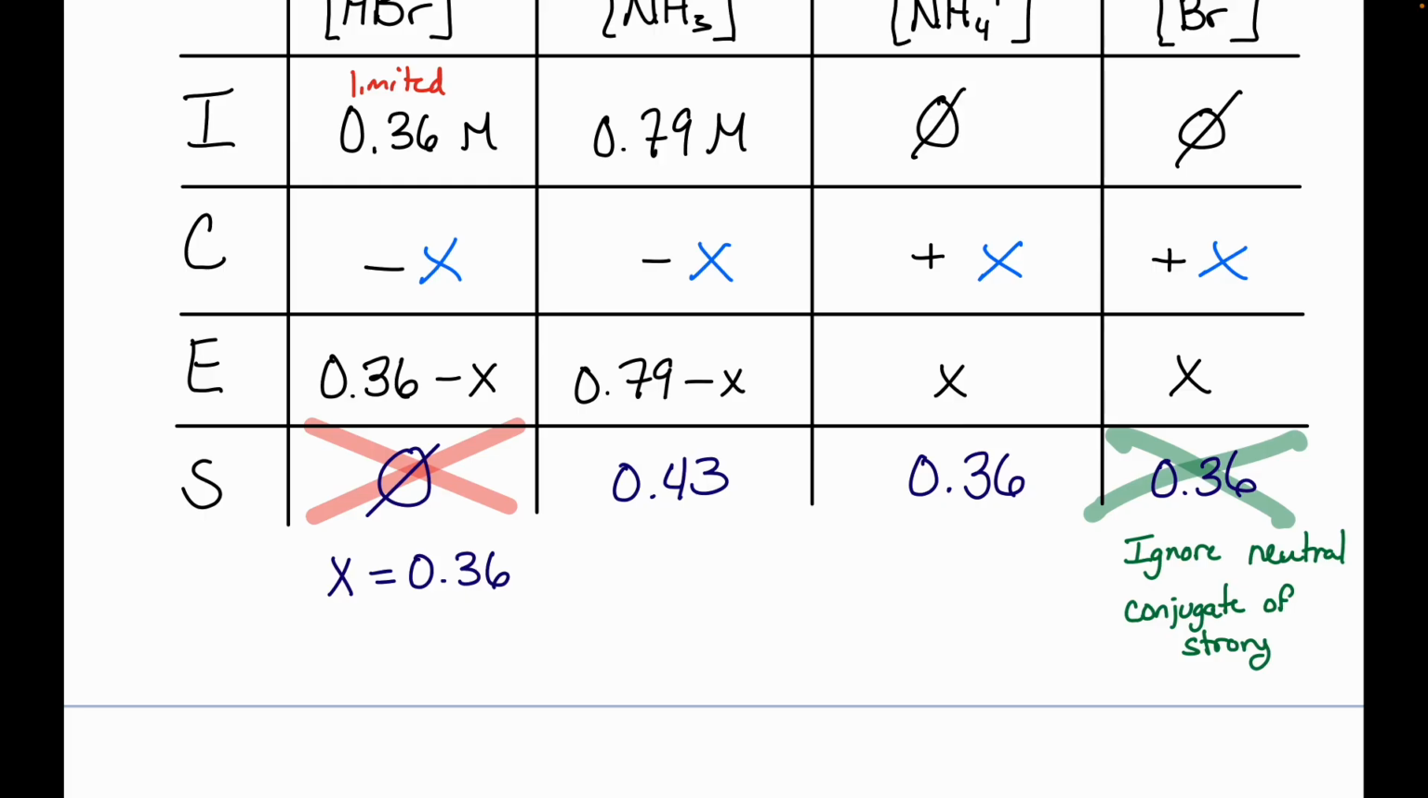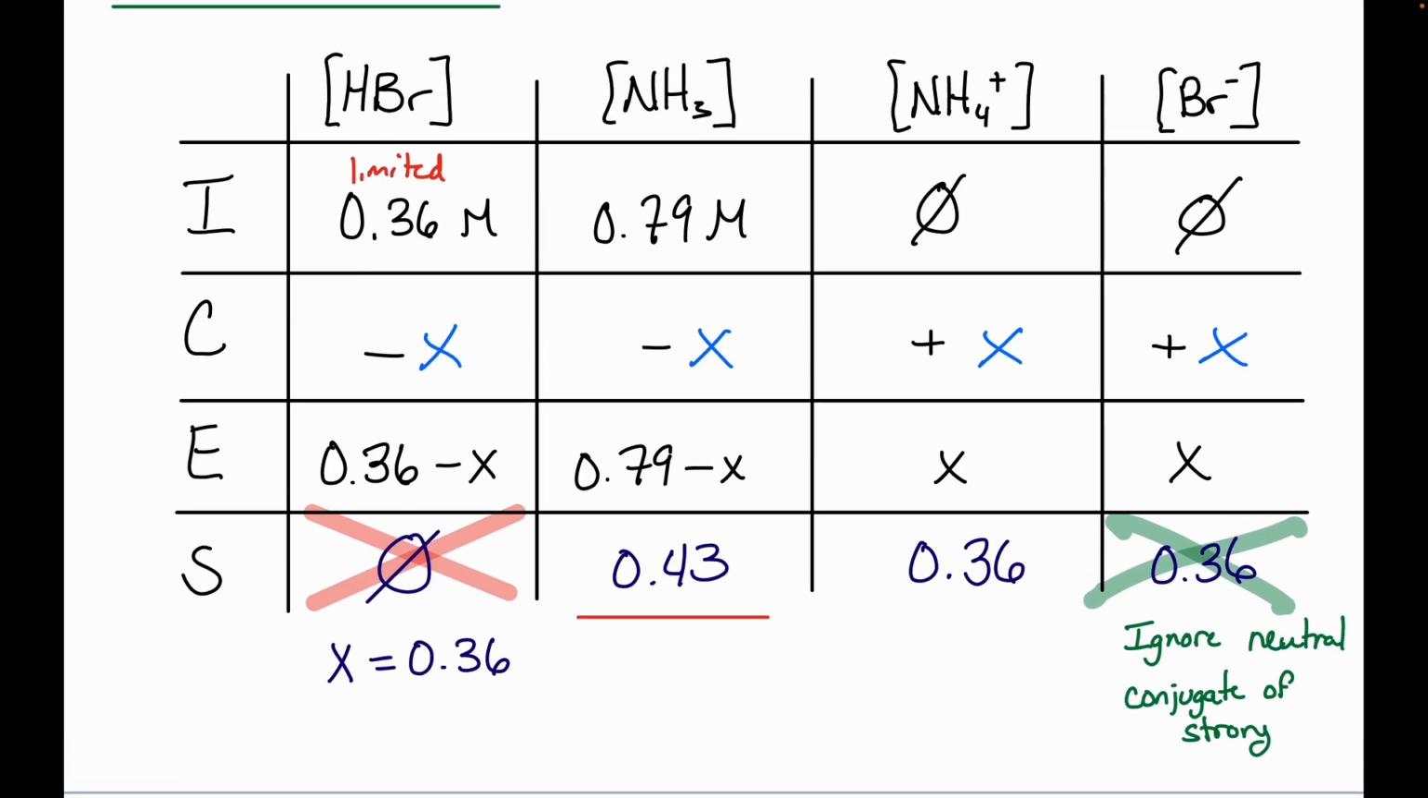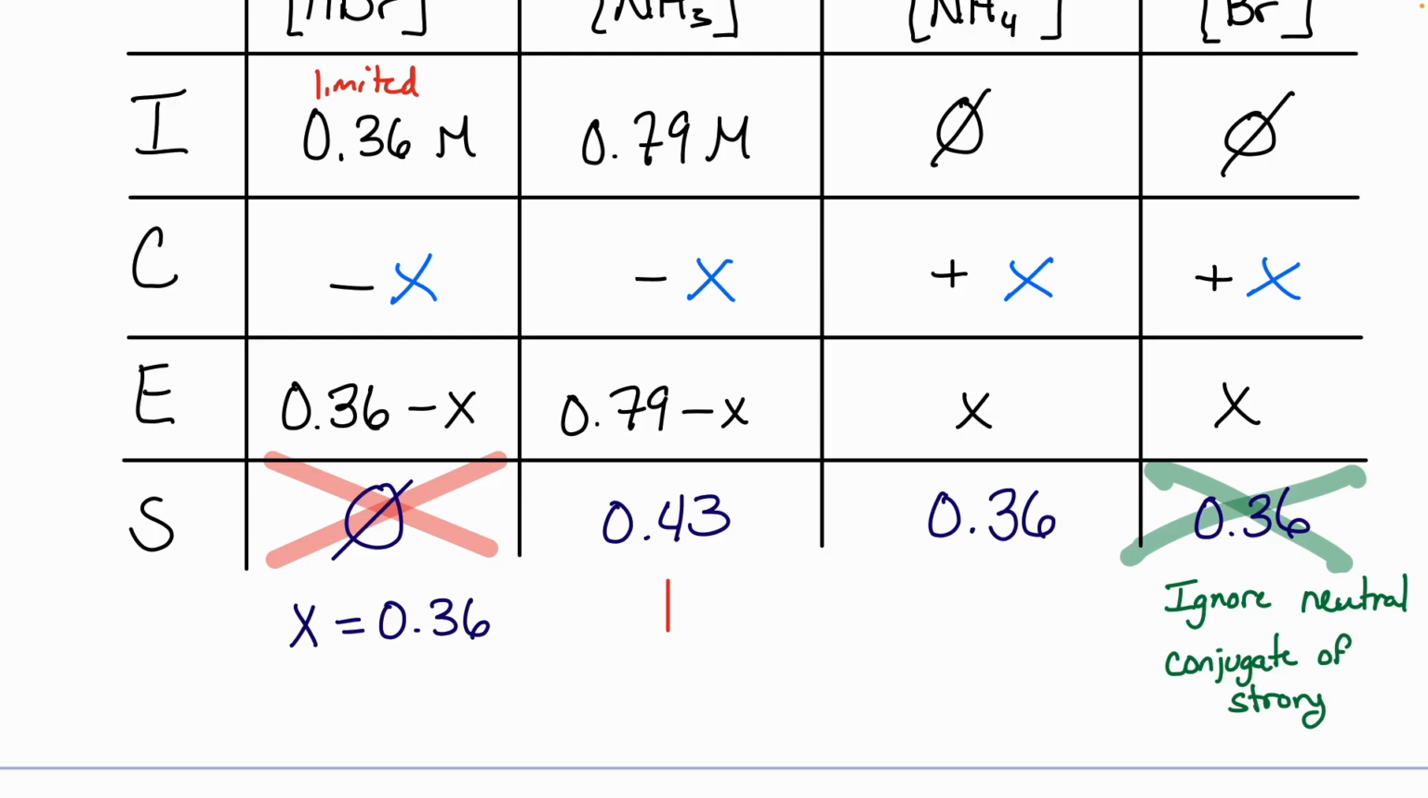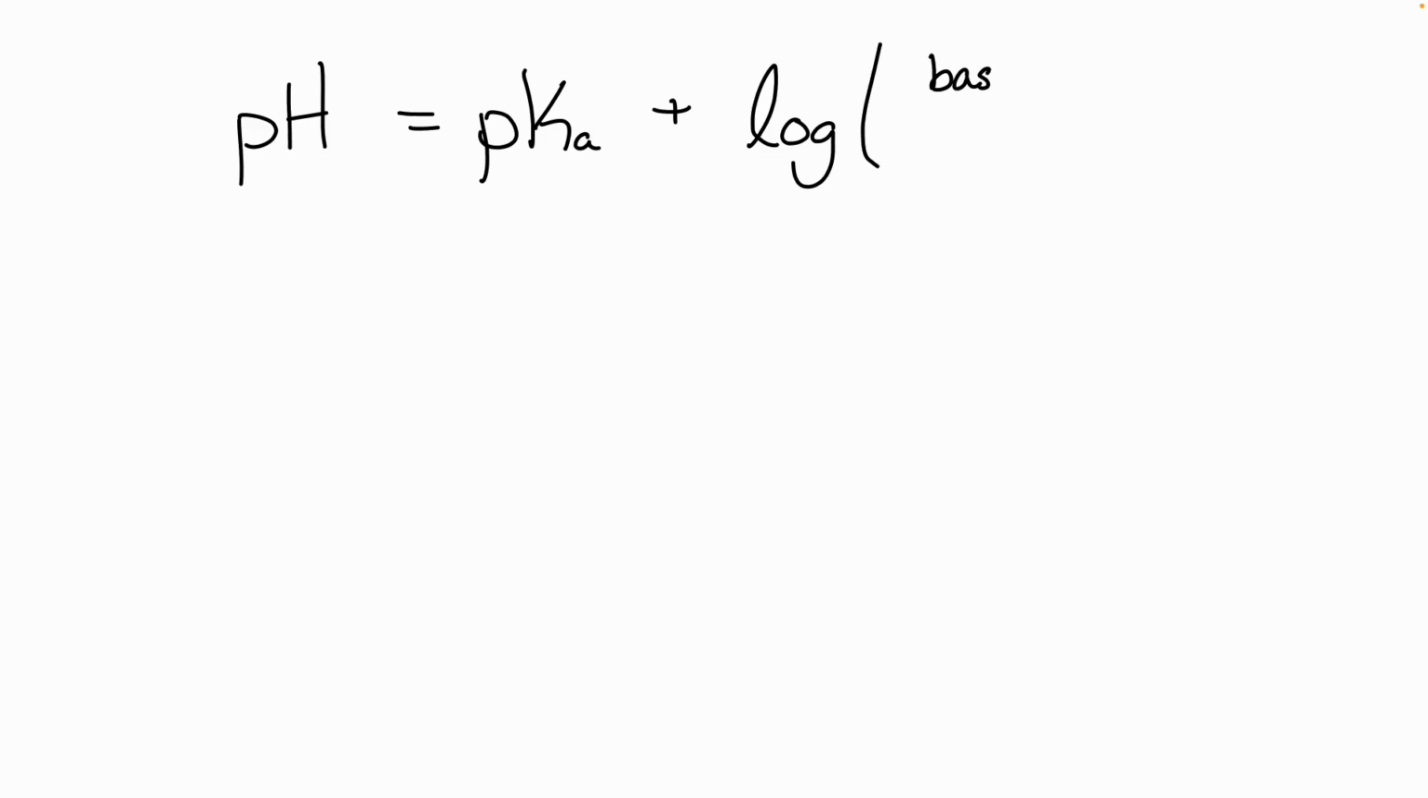Cool, so now I'm left with a mixture of this weak base and its conjugate acid. And we have a special name for mixtures of weak bases and their conjugate acid. What am I left with here? Another buffer solution. All right, and so for buffers, we get to use this Henderson-Hasselbalch equation. pH equals the pKa plus the log of our base over the concentration of acid.